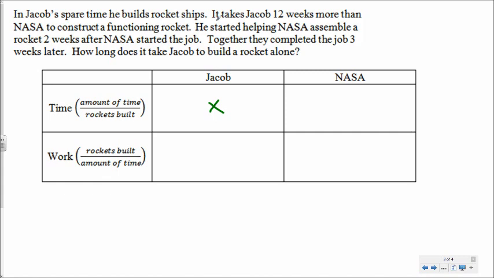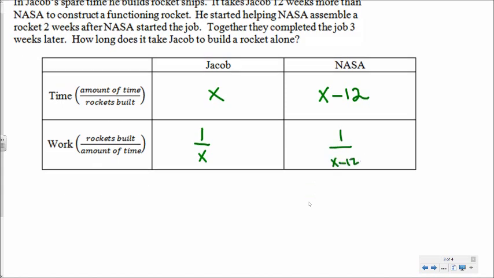Now it takes Jacob 12 weeks more than NASA. So the amount of time it takes NASA is 12 weeks less than Jacob. And again, just like before, if it takes Jacob x weeks, then he completes 1 over x of a rocket per week. So that after x weeks, put it all together, you get that amount of time. So NASA, again, also 1 over x minus 12.